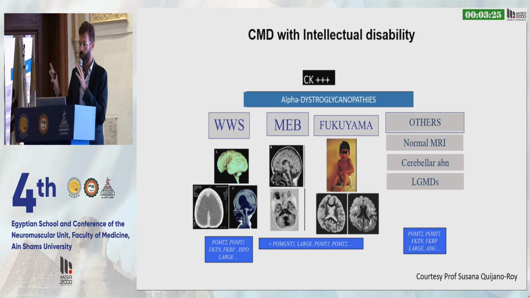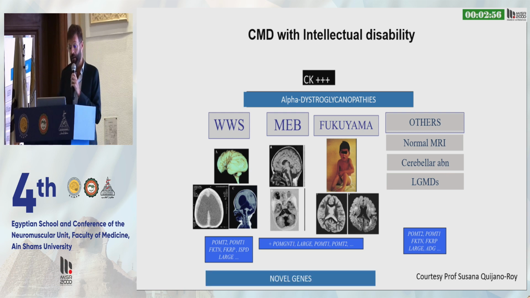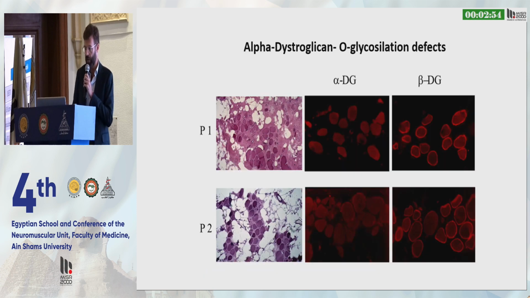You have two major groups, the CMD with intellectual disabilities, and you can diagnose with a brain MRI associated with a muscle MRI, and then genetic screening, of course. Walker-Warburg syndrome, muscle-eye-brain disease, and this form that was originally described in Japan, the Fukuyama. And then you have other forms that are more rare, but can overlap genetically with the 3 forms that I mention here. And then you have, of course, novel genes.